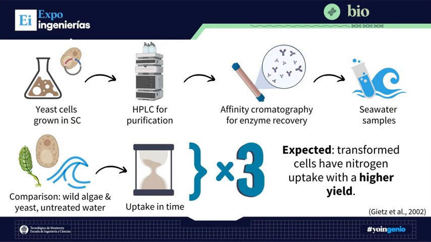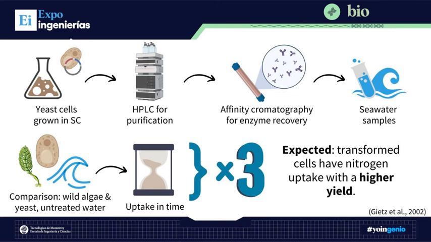The transformed yeast will be grown in a suspension culture. The metabolites in the liquid will then be purified using a high-performance affinity chromatography with specific antibodies for enzyme recovery. It will then be tested in seawater samples with a measured nitrogen concentration to monitor their uptake during an established period of time. It will be compared with natural algae and wild yeast applied to seawater, and also an untreated sample as control. Each sample will be done in triplicate.